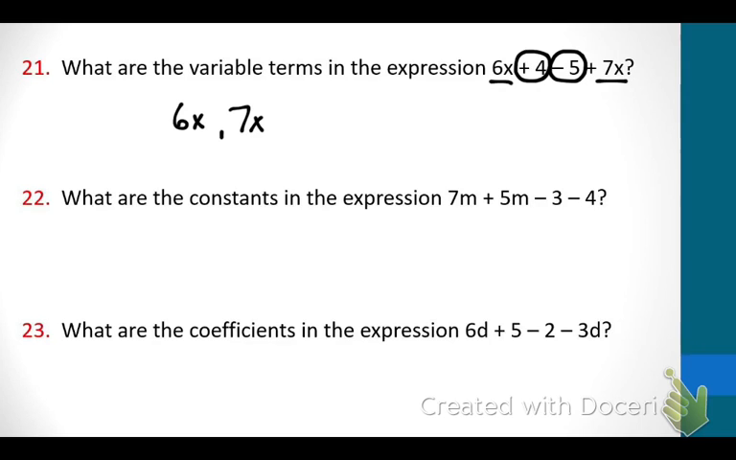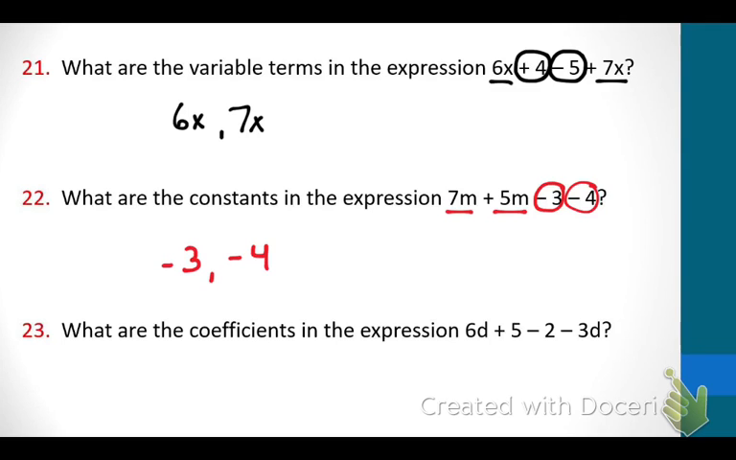Let's look at the next one. This is asking us for the constants. Let's underline like terms. Just the girls, what am I underlining? Girls, what am I circling? Negative 3 and negative 4. Just the girls, what are my constants? Okay, remember to keep the negative there because every number has a sign, and that sign is directly in front of that number.